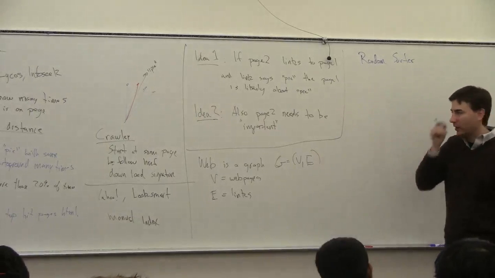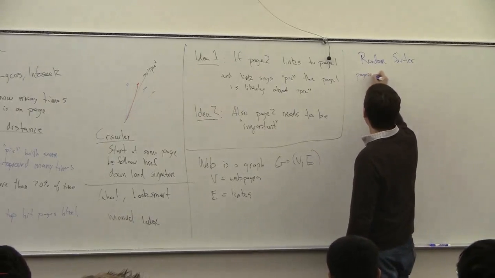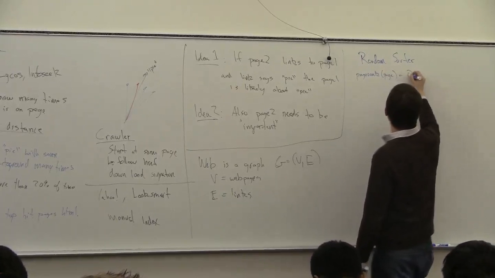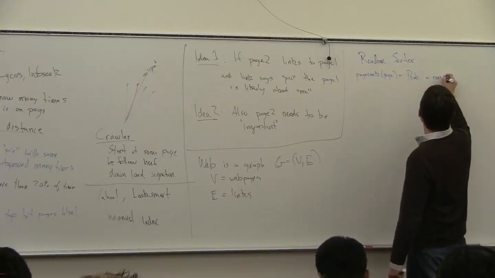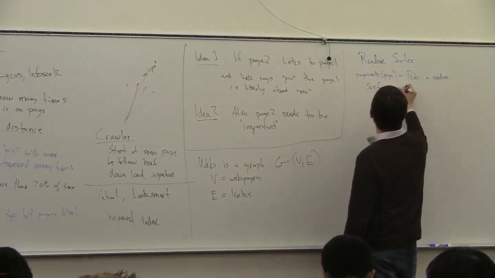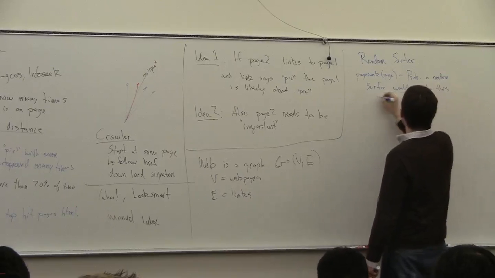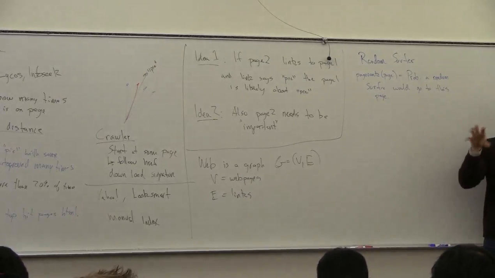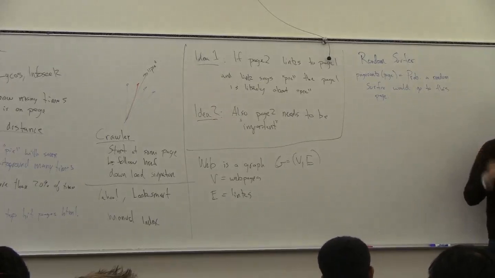And so the idea is, the page rank of a page is proportional to the probability a random surfer would go to this page. So the random surfer is defined like this: you go to a web page that has a bunch of links, you click on one at random, and you go to that page. And you just continue like this.